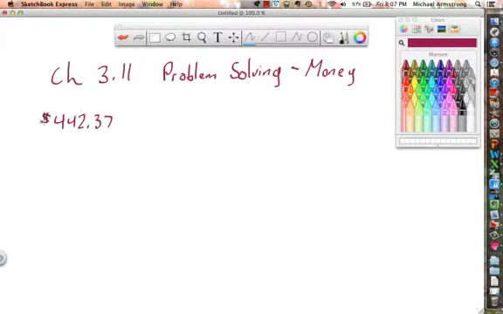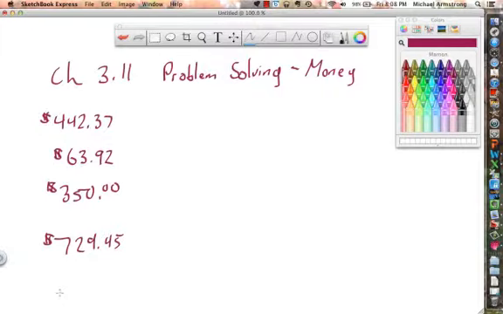Okay, she started with this. She wrote a check for $63.92, and then she made a deposit of $350. She thinks that she has $729.45 in her account. We have to make a table to determine if she's correct or not.